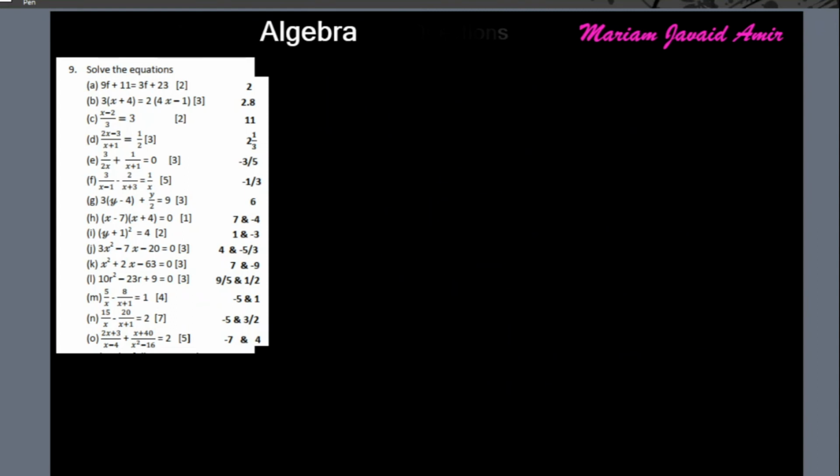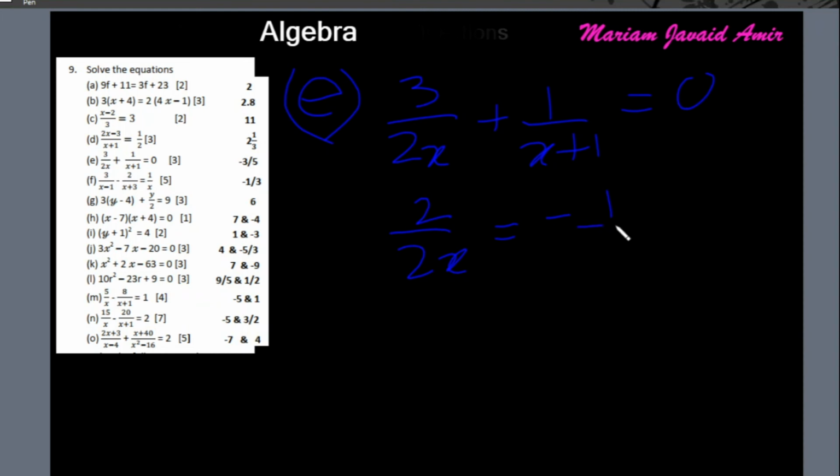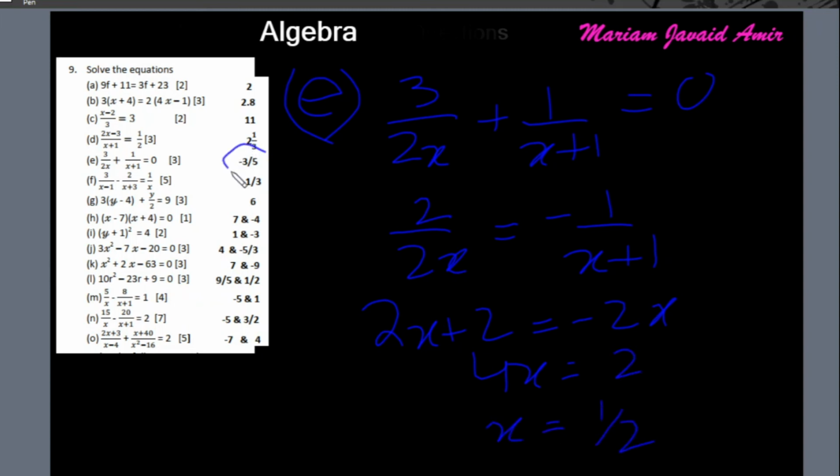Part E is 3 over 2x plus 1 over x plus 1 equals 0. So let's take one of the fractions to the other side so that we don't have to take LCM. Now cross multiply, we get 2x plus 2 equals minus 2x, 4x equals 2 and x equals 1 by 2. Did I make a mistake or is the answer here wrong?